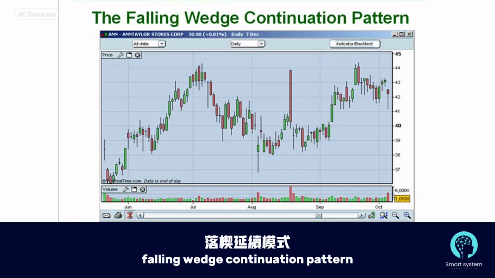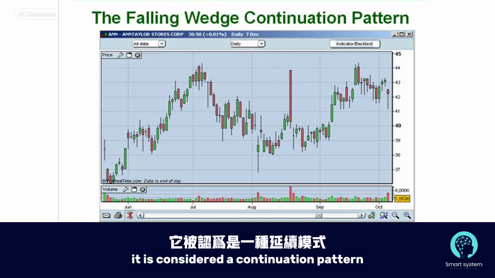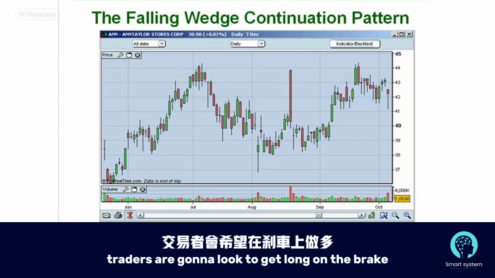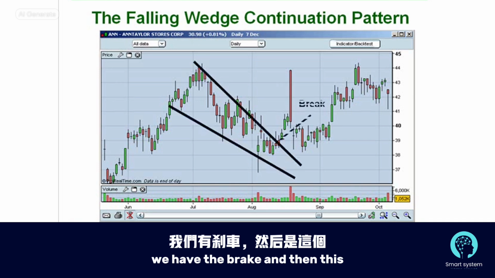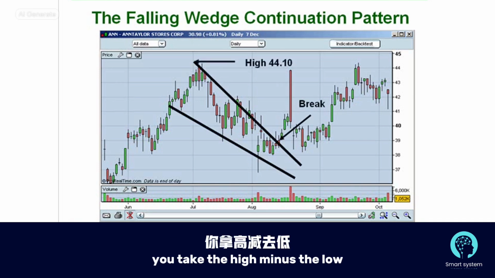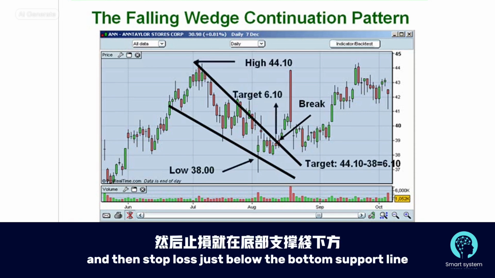Falling wedge continuation pattern. If you remember, when a falling wedge appears in an uptrend, it is considered a continuation pattern. So again here, traders are going to look to get long on the break. We have our falling wedge, we have the break, and the strategy is exactly the same. You take the high minus the low, and that's your target. Project that up from the break point, and place the stop loss just below the bottom support line.